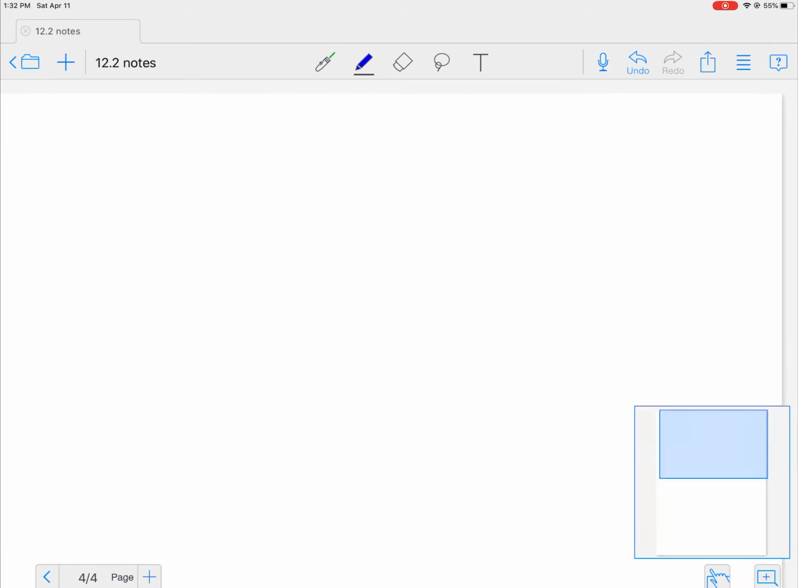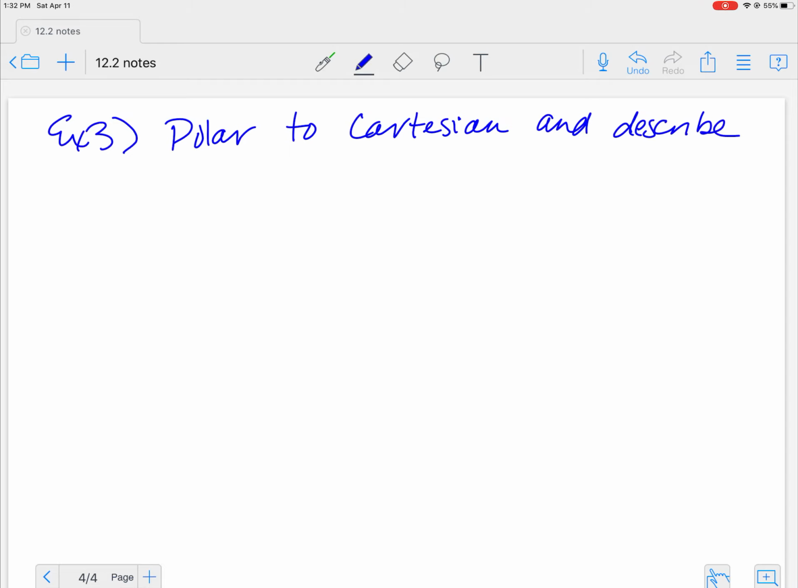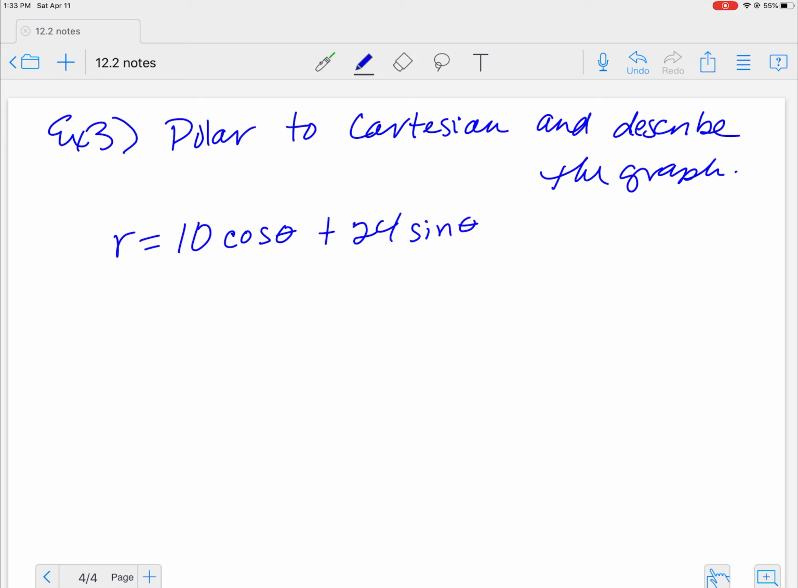I'm going to go to the next page. What if I have this? Example 3. I want to go from polar to Cartesian and describe the graph. So not only can we do this with points, but we can also do this with equations. Now look at what I have. r is equal to 10 cosine theta plus 24 sine theta.